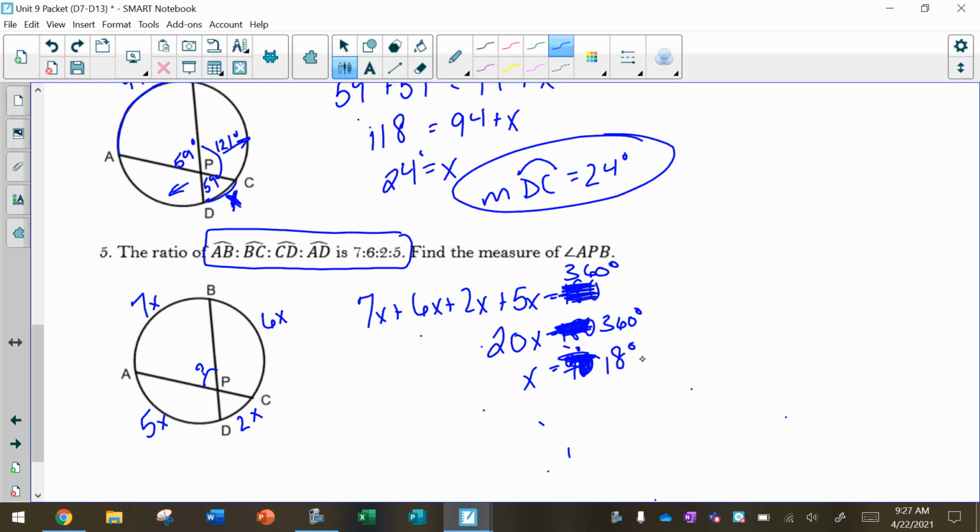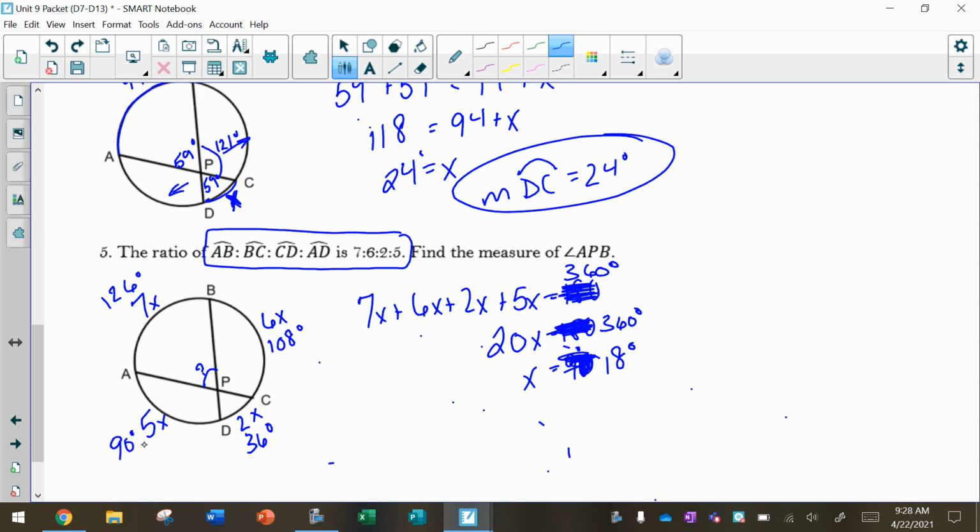All right, see, we all make mistakes. That's why we use pencil. Okay, so the total sum of all of these arcs is 360, not 180. So each value of x is 18. So that tells me 7 times 18, this is a 126 degree arc. 6 times 18, this is a 108 degree arc. 2 times 18, this is a 36 degree arc. And 5 times 18, this is a 90 degree arc.